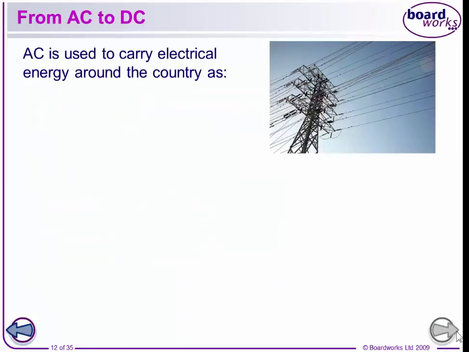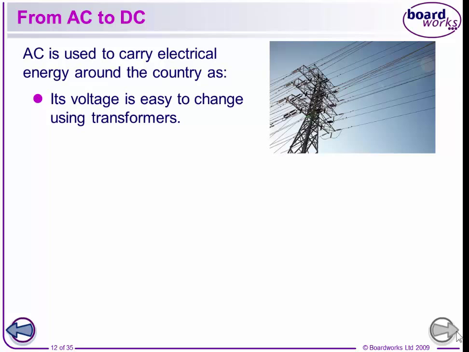Now, from AC to DC. Now, AC, alternating current, is used to carry electricity around the country, basically because its voltage is easy to change using transformers. It requires a simple generator.